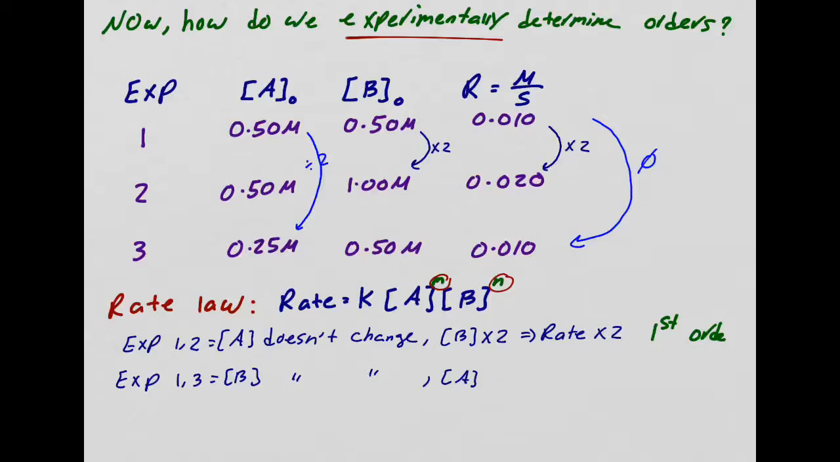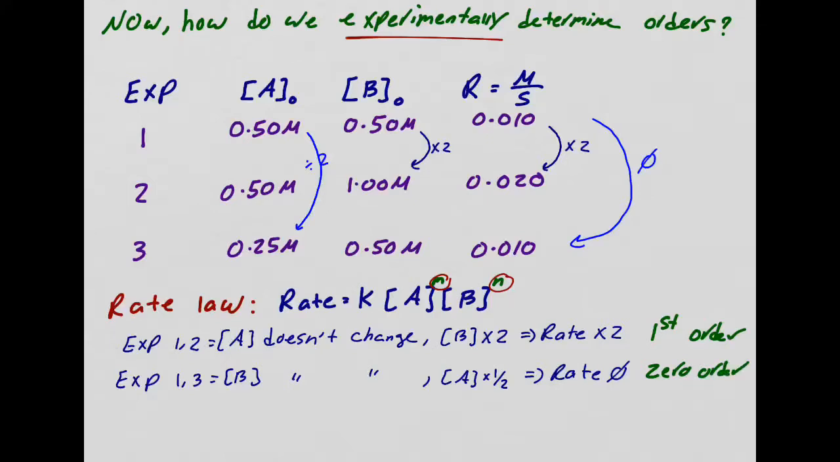So they made the concentration of A go down by half, so multiplied by 1/2, right? But nothing happened to the rate. When you change the concentration, this is key, when you change the concentration but nothing happens to the rate, you are zero order.